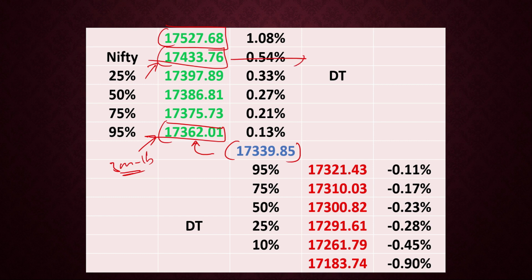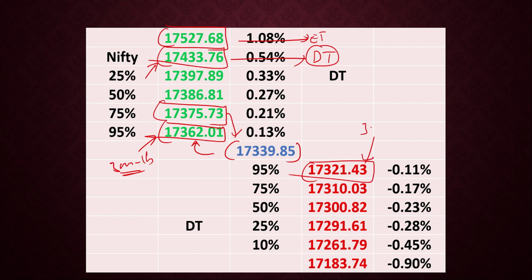This 433 level will be acting as a daily target, and this 527 level will be acting as an extreme target. We can consider this daily target as a final target if the market doesn't close above this level. If the market takes this 362 or 375 level as a good resistance point and reverses from there, then the market can fall up to the 70,321 level, and this 321 level will be acting as a good support point.